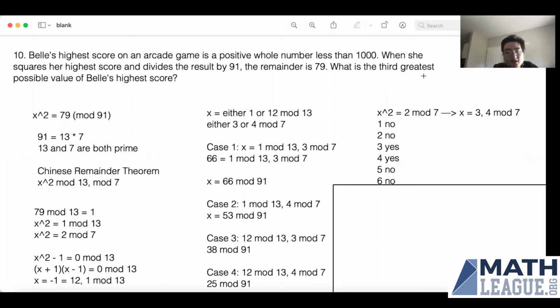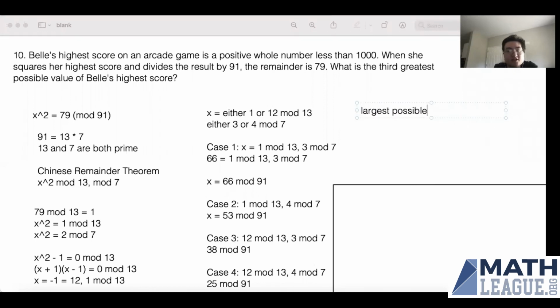So now all we have to do is add 25, 38, 53, and 66 to those guys. And I'm going to go ahead and erase this. We'll get the largest possible values in descending order. Well, 910 plus 66, that's 976. And then you have plus 53, 963, plus 38, 948, plus 25, 935. And what's the third largest of those? Well, it's 948. So 948 is the third highest possible score that Belle could have gotten, and we are done.